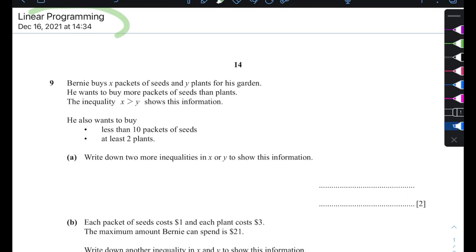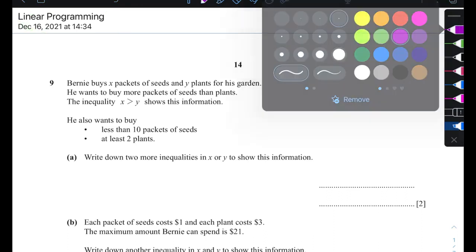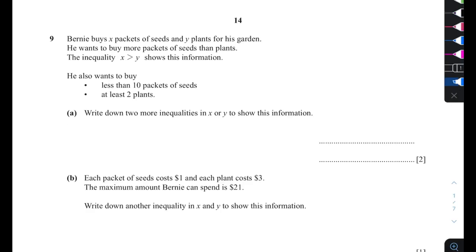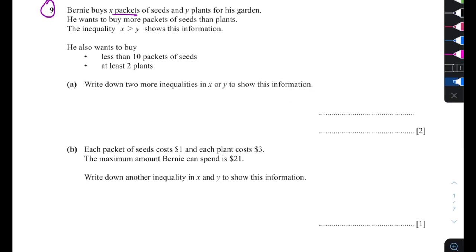So yes, we are talking about linear programming, and the first question is here for us. It says Bernie buys X packets of seeds and Y packets of plants for his garden. He wants to buy more packet seed than plant seed, and this is the inequality. That means that you are buying more of X than Y, so X is greater than Y, okay?